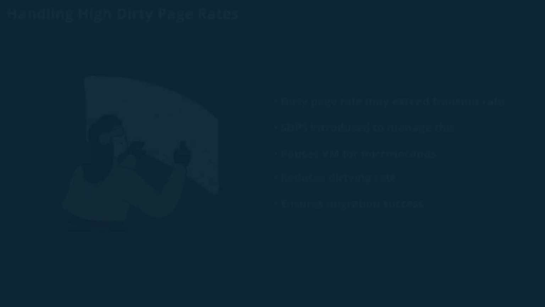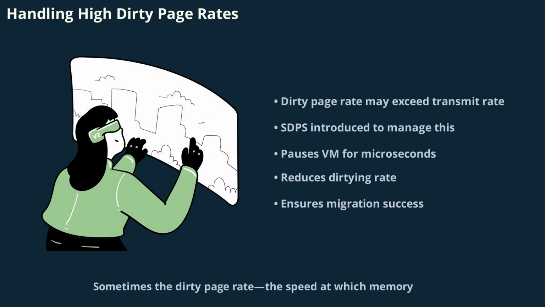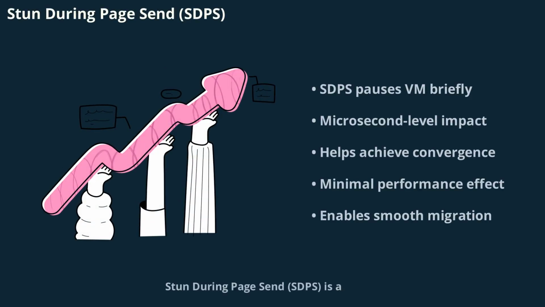Sometimes the dirty page rate, the speed at which memory pages are modified, can exceed the migration transmit rate. When this happens, it's impossible to reach convergence through normal iterations. To address this, vSphere introduced Stun During Page Send, SDPS. SDPS temporarily pauses the VM's execution for microseconds, reducing the rate at which memory pages are dirtied. This fine-grained control allows the migration to catch up and ensures that the process can complete successfully, even under heavy workloads. Stun During Page Send is a clever solution to the dirty page problem.